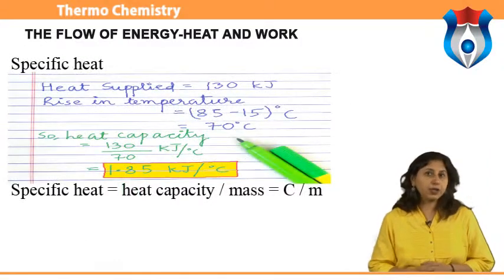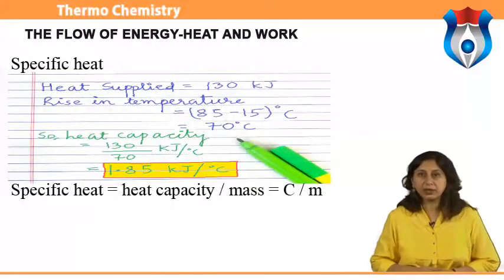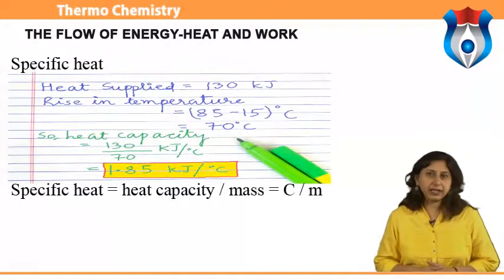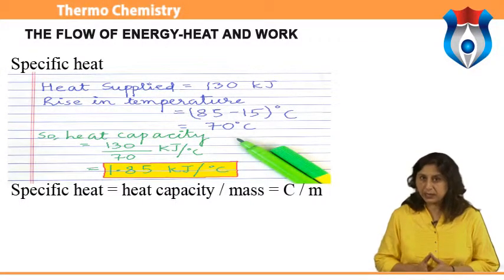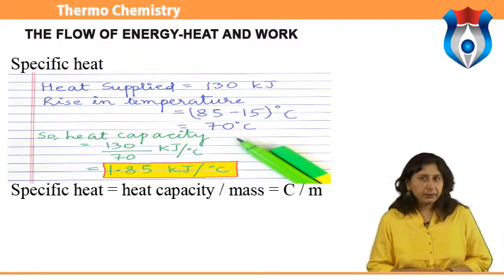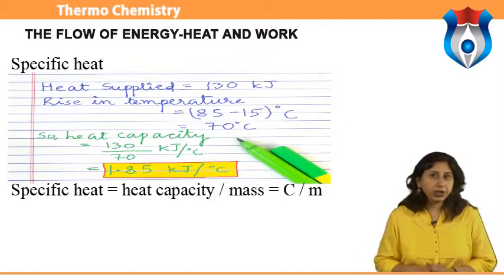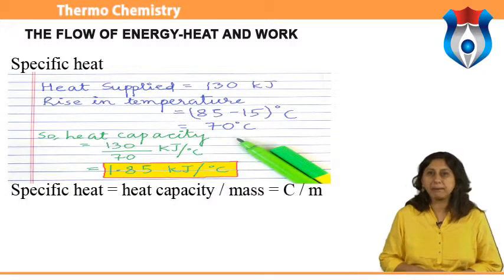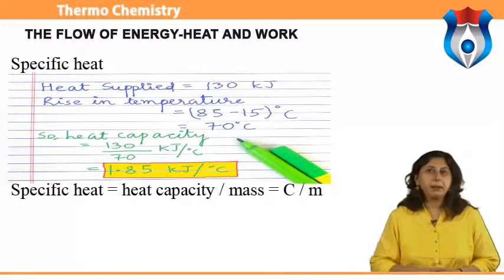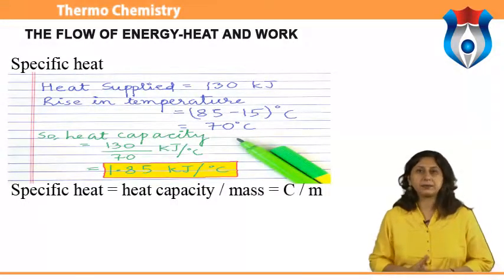Specific heat is the quantity of heat required to raise the temperature of 1 gram of material 1 degree Celsius or 1 Kelvin. We get the specific heat when we divide the heat capacity of a material by its mass. Specific heat is equal to heat capacity divided by mass, that is, C divided by M. To find the heat Q required to raise the temperature of a sample by a certain amount, you multiply the specific heat of the substance S by the mass in grams M and the change in temperature delta T.